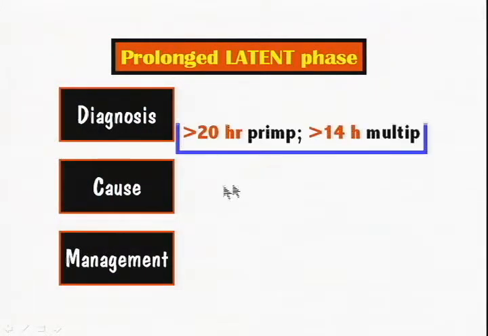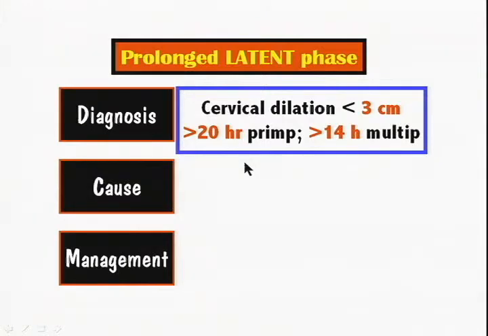What's the diagnosis? First, we should identify that any time the cervix is less than 3 centimeters dilated, it is by definition in the latent phase. If the cervix is 4 centimeters or more dilated, it is by definition in the active phase. 3 to 4 is a transition, but if it's less than 3 centimeters, that's latent phase. And we already said that should be less than 20 hours in a prime, less than 14 hours in a multip. If it exceeds that, that is prolonged.